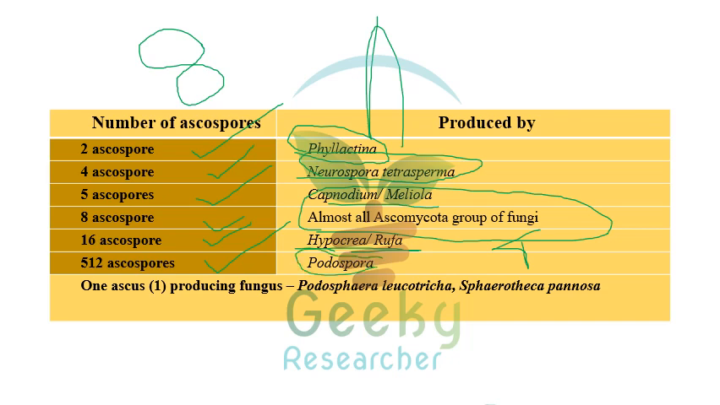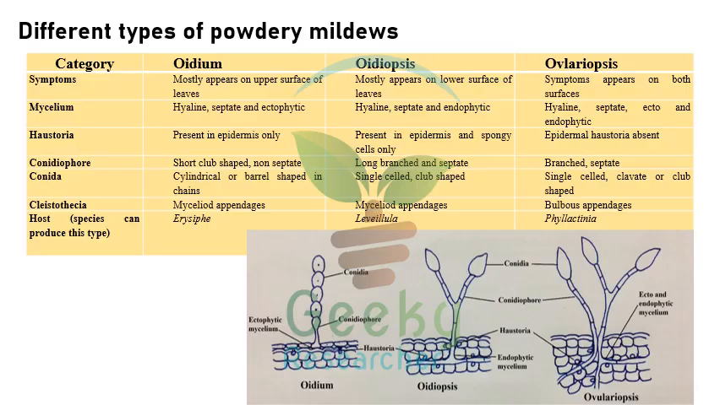So far we have seen ascospores. Now I am telling about fungi producing only one ascus. One ascus producing fungus is Podosphaera. Podospora is different, Podosphaera is different. Podosphaera leucotricha and Sphaerotheca pannosa, rose powdery mildew, can produce only one ascus. These are different types of powdery mildews.